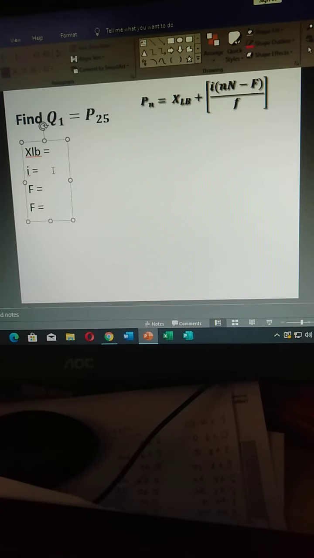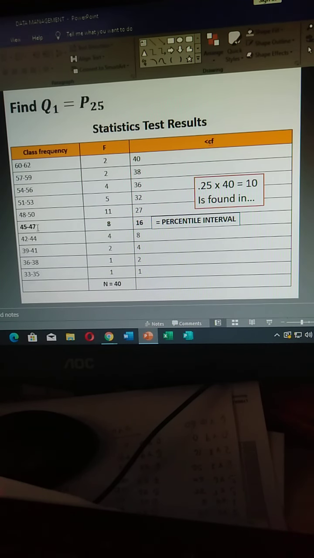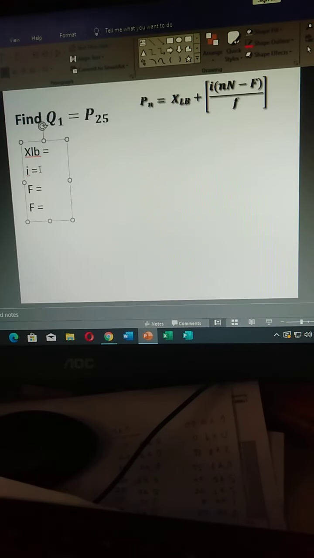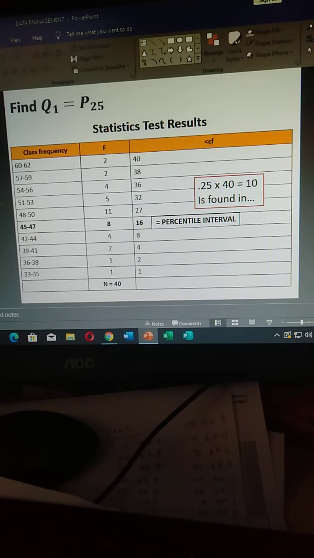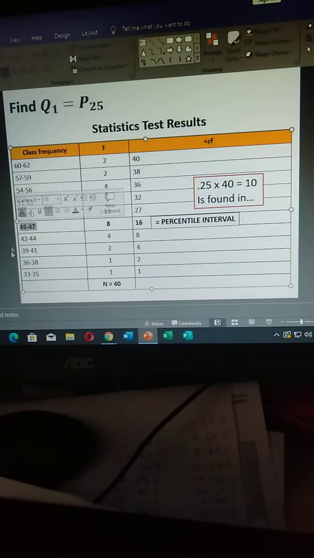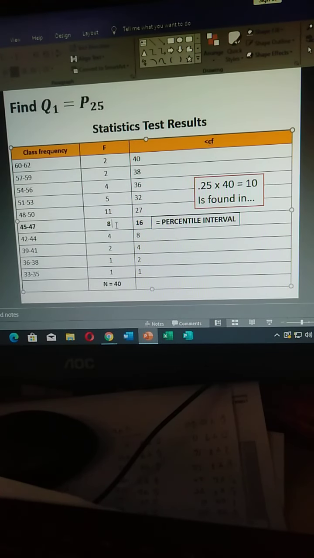At ilan yung intervals natin muna? Interval muna. We have from 45 to 47. 45, 46, 47. We have 3 intervals. Dito ko nakuha yung intervals. Kaya tatlo. Now, our small f will be the frequency of the percentile interval is 8.